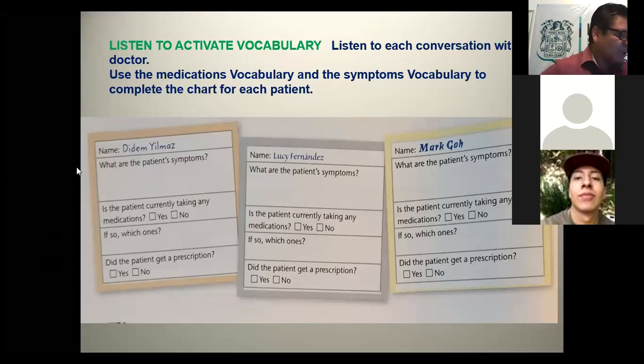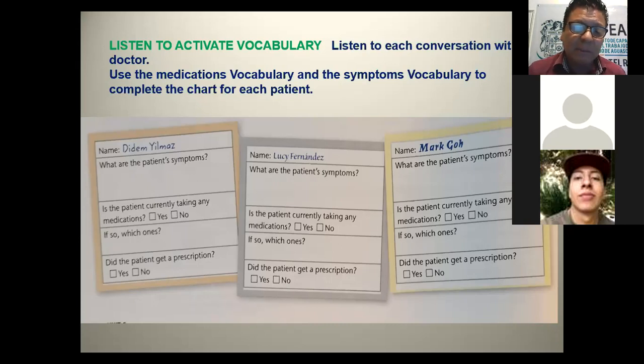Okay, we're going to listen to this conversation with a doctor. We have three, look, right here. ¿Qué serán estas? ¿Qué es esto? Vean, tenemos unos charts according to the patient. We have Didem Yilmaz, Lucy Fernandez, and Margot. What are the patient symptoms? We're going to write what are the patient symptoms. Then, is the patient currently taking any medication? ¿Estará tomando actualmente algún medicamento? We're going to write yes or no. If so, which ones, and did the patient get a prescription?